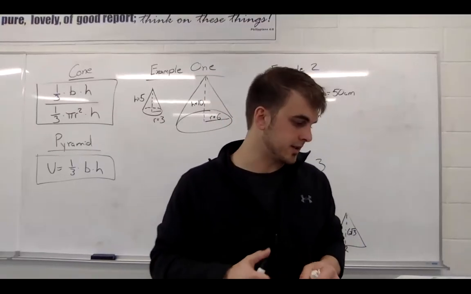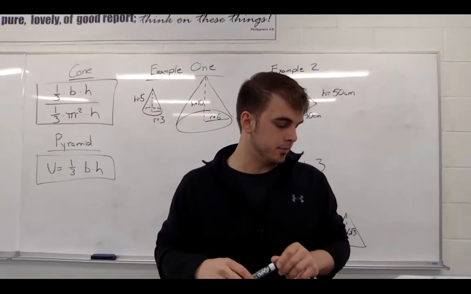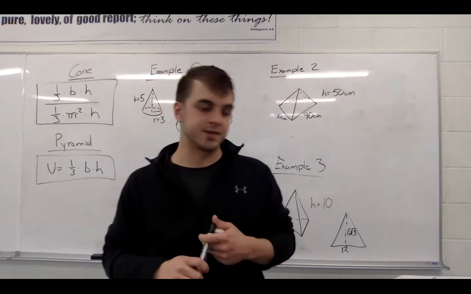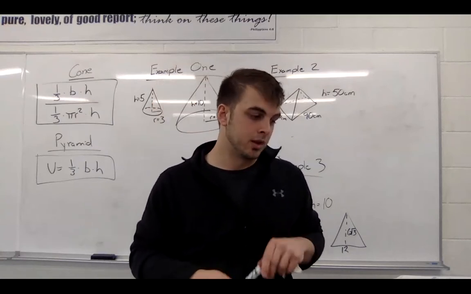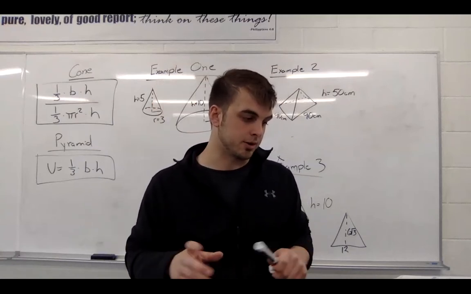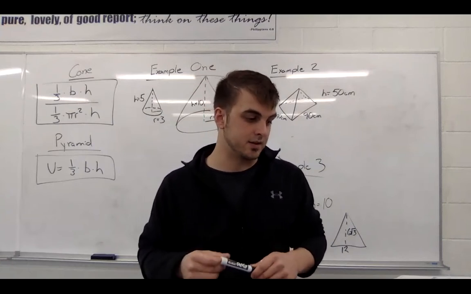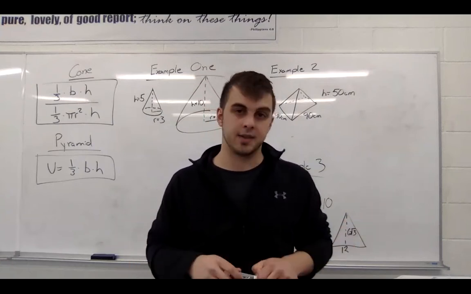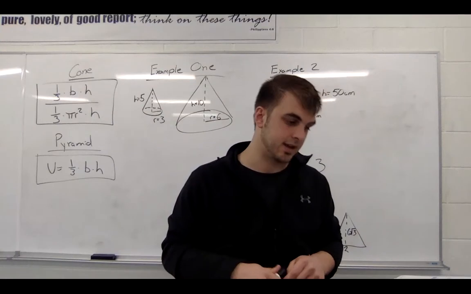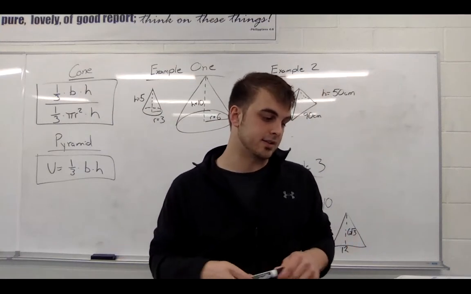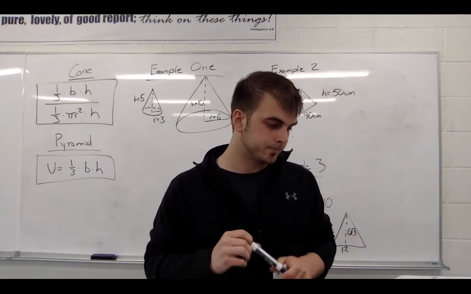Okay, so example 1. You have Aiden building 2 cones out of sand on the beach. The smaller cone, the diameter is 6 inches and its height is 5 inches. Then he has a bigger cone and that is 12 inches, its height is 10. So it's twice the size as far as measurements go.